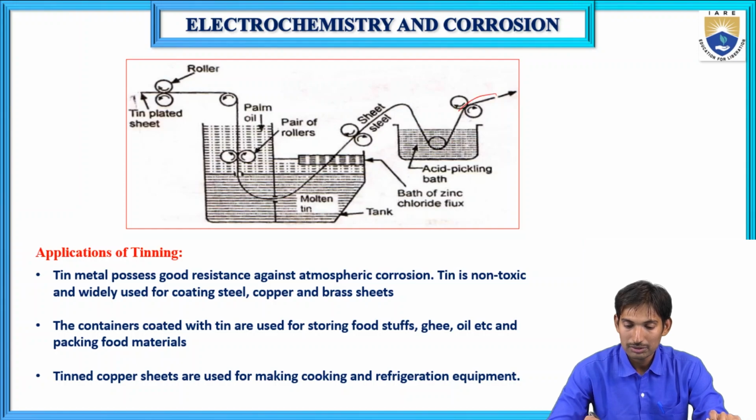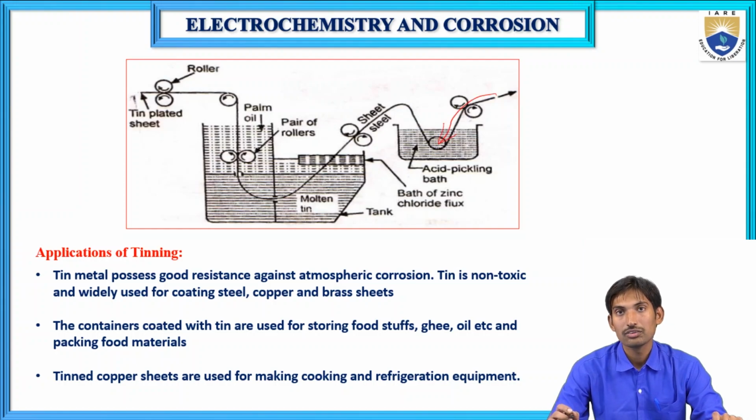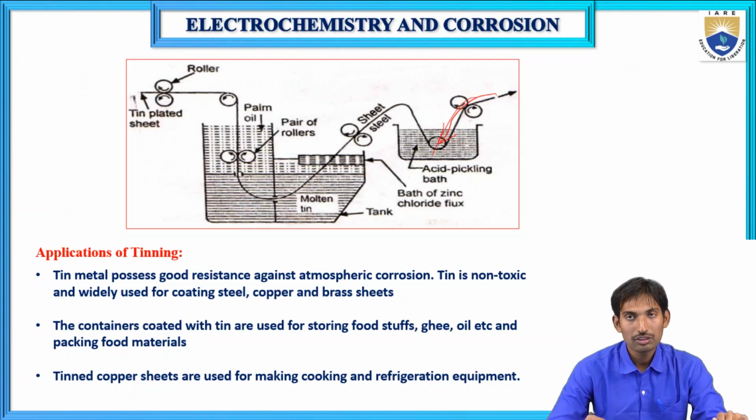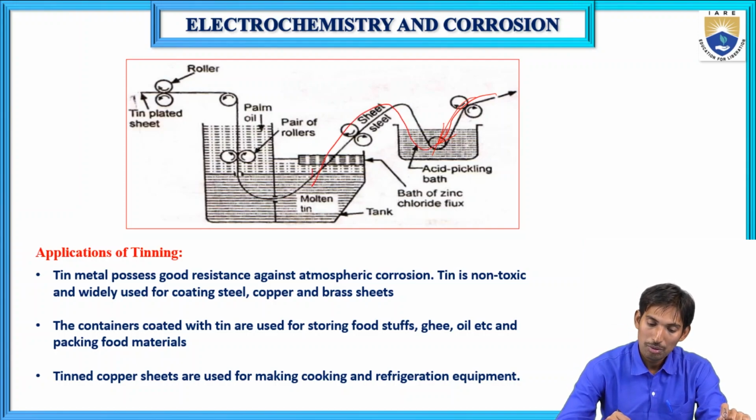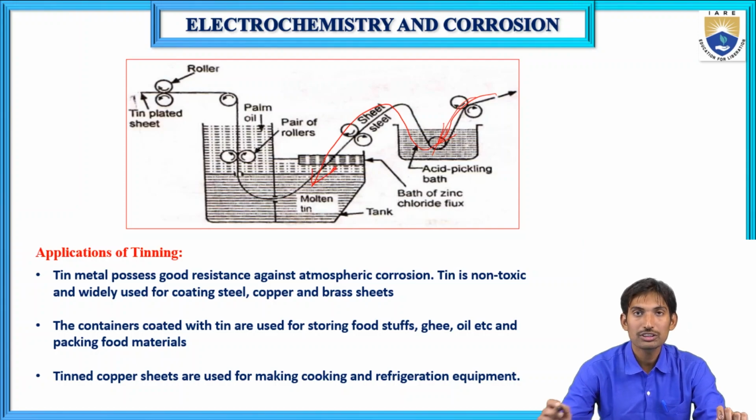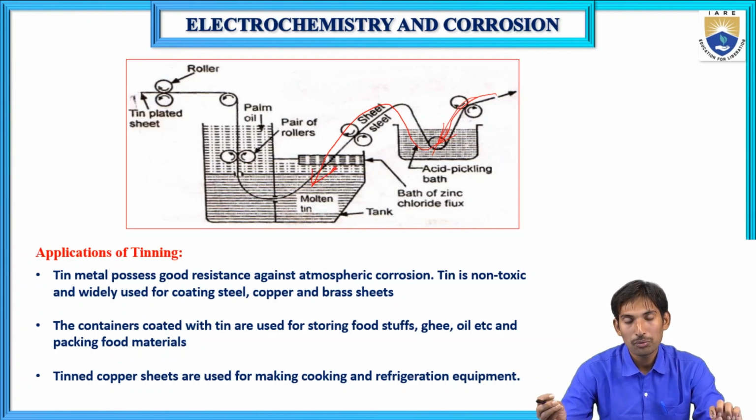We are sending our base metal into the acid. In the acid, we do pickling. What is pickling? We can remove any impurities present in our base metal. First step, we have to do pickling. Then we have to send it into the same drying chamber. Then we have to immerse our base metal into first molten zinc. We have to dip it into the molten zinc.